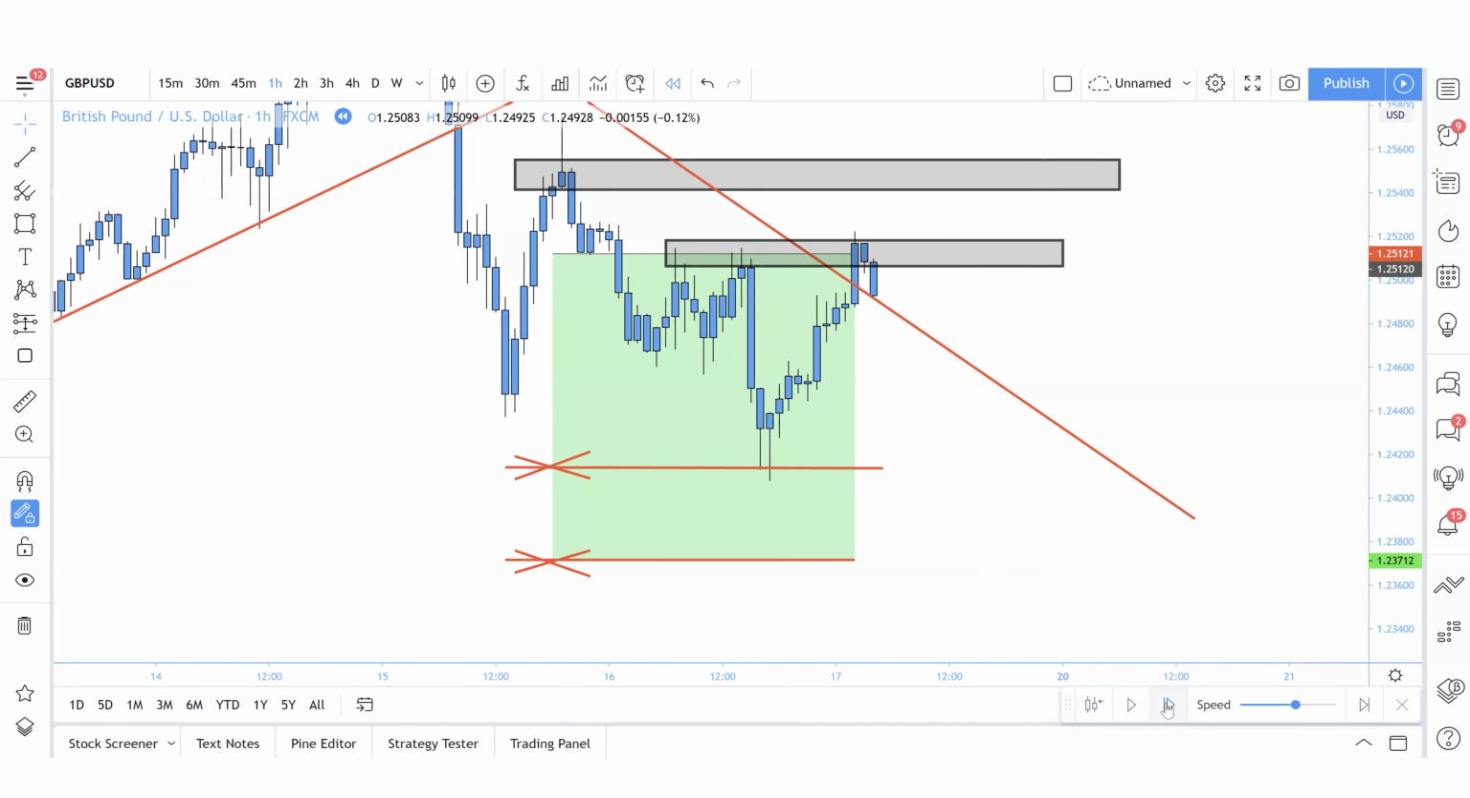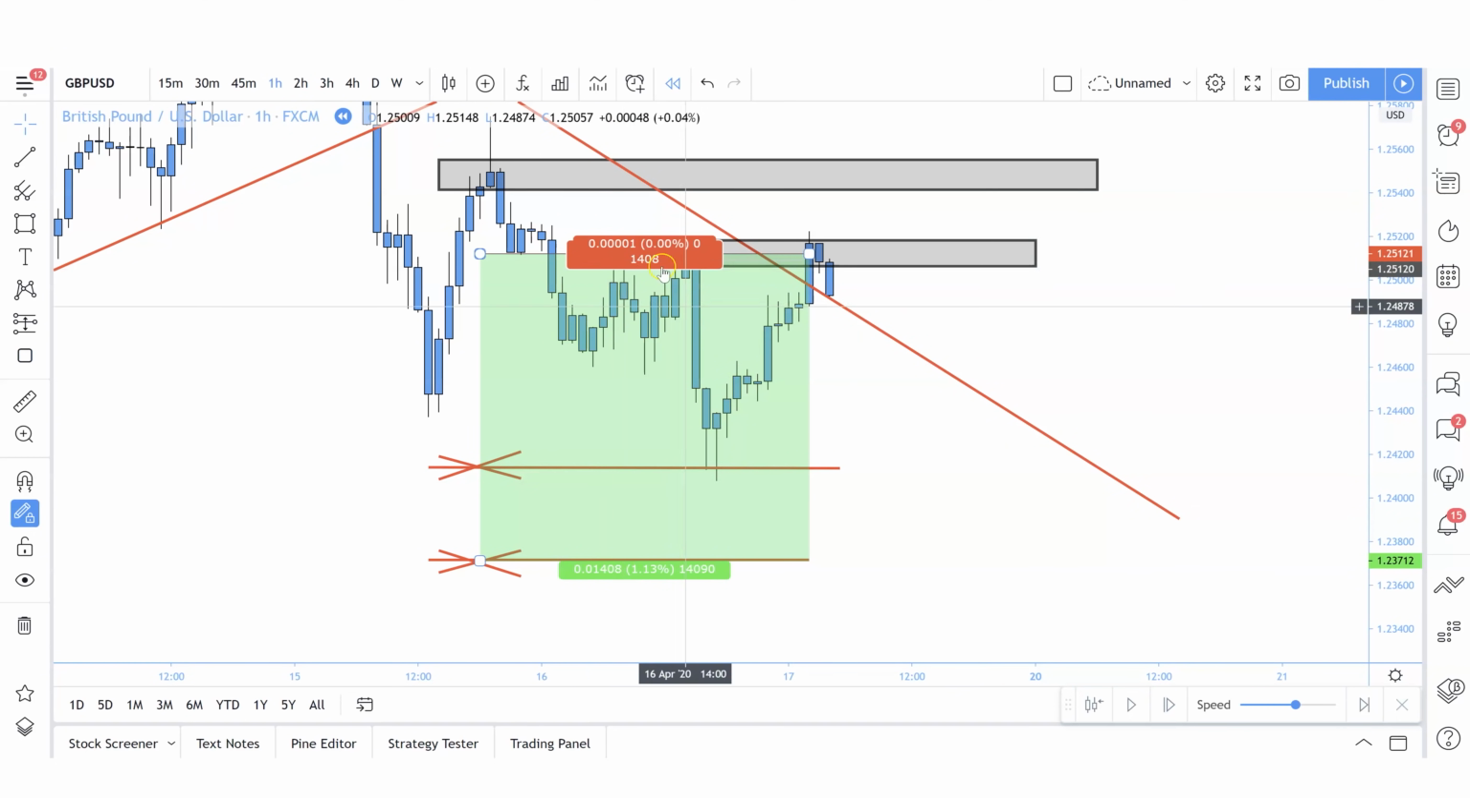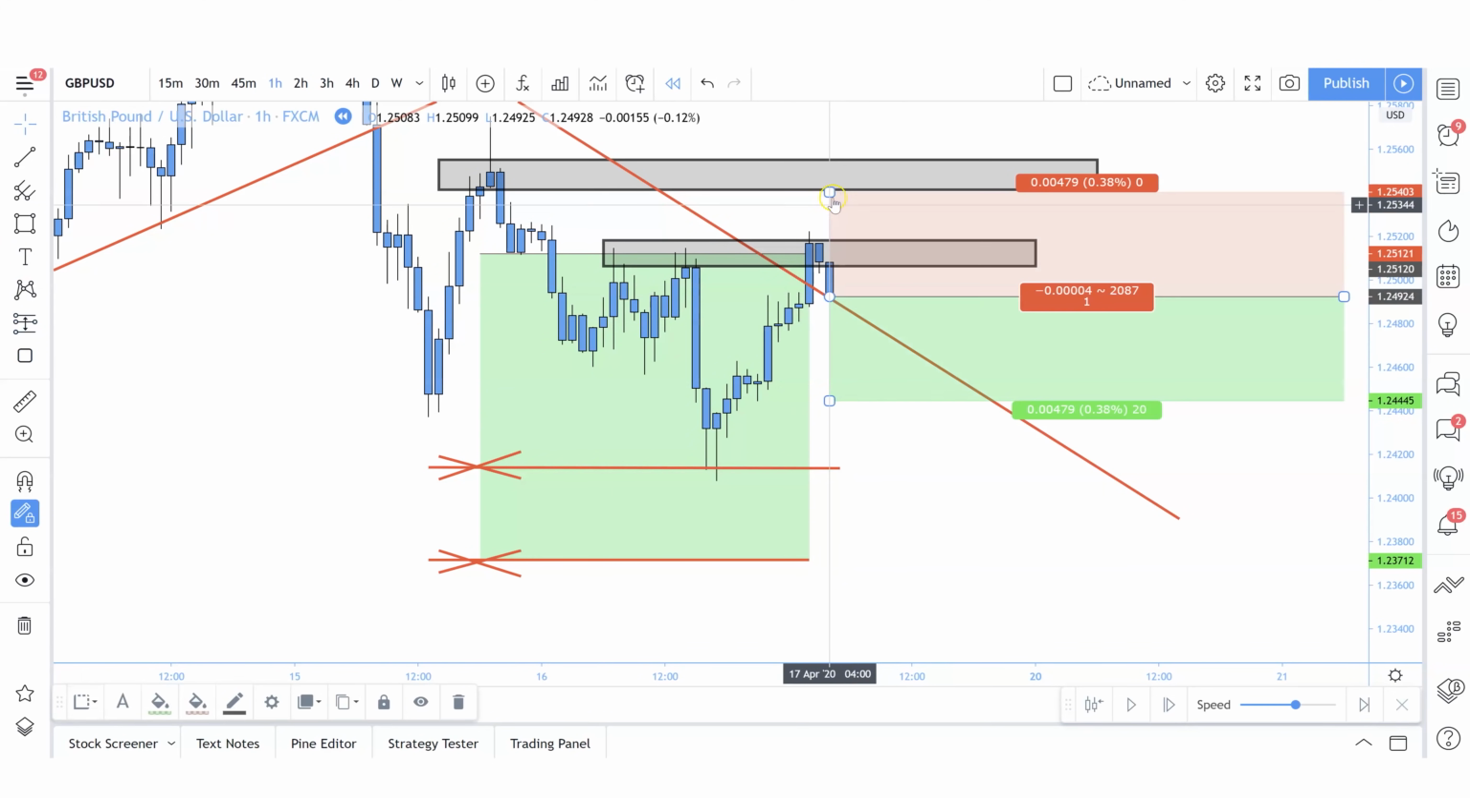Let's see if we get a reaction from this level. This is a very nice reaction. We see prices made a double top here. We did break the structure. We could reload from this level and take this trade. It looks like a good opportunity.